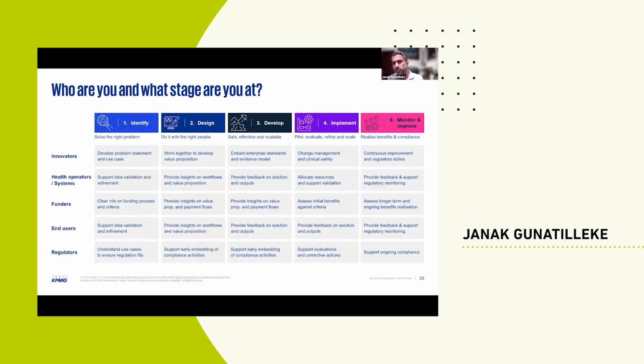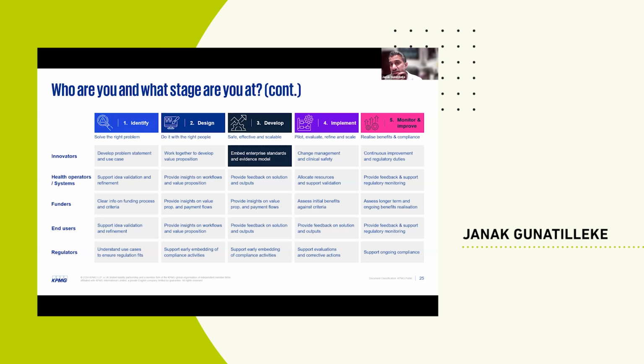The second thing is thinking about the life cycle and who you are as a stakeholder. At the top, you have the life cycle of AI solution development, from identifying to designing to deploying and monitoring, and then the stakeholders on the left, whether you're a developer, an end user like a clinician, or a regulator. Put those two things together and you get a grid which points out things that would be helpful to do during those different stages. For example, in the design phase, the innovator needs to work on their value proposition to make sure they're solving the right problem and that their solution actually addresses that problem.